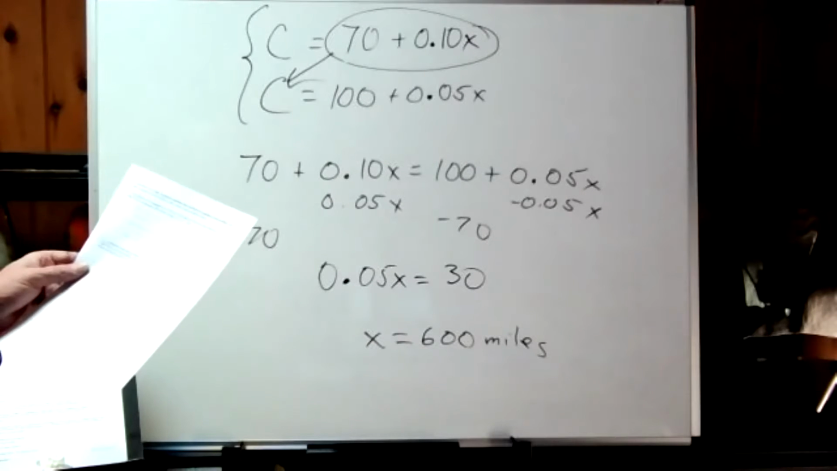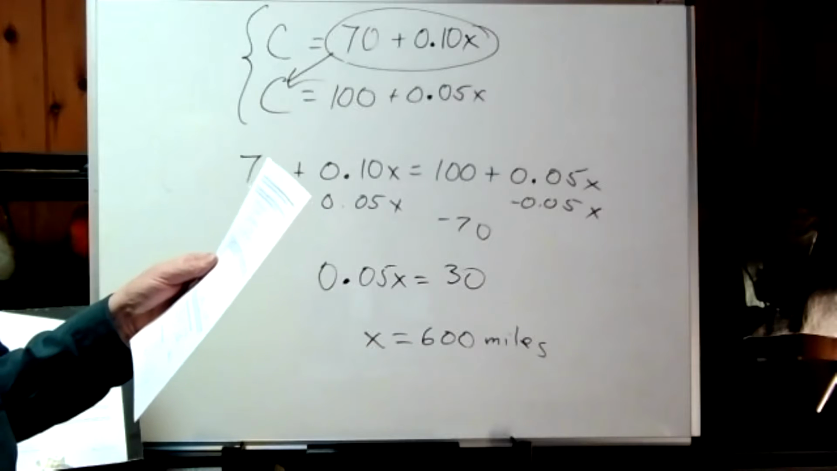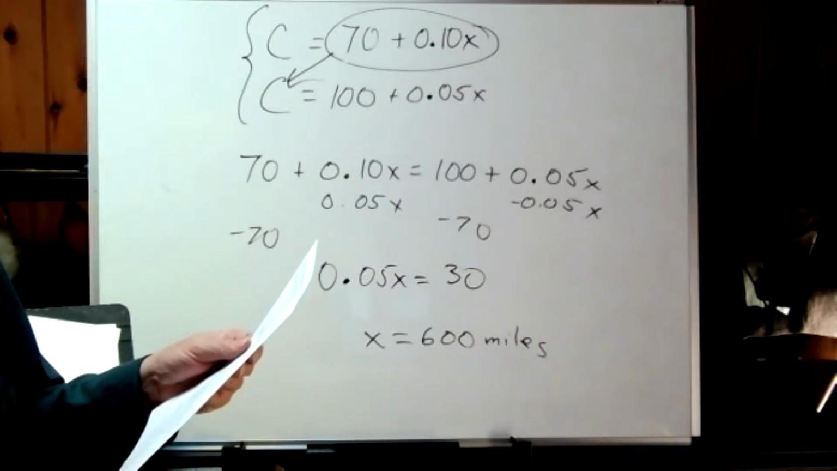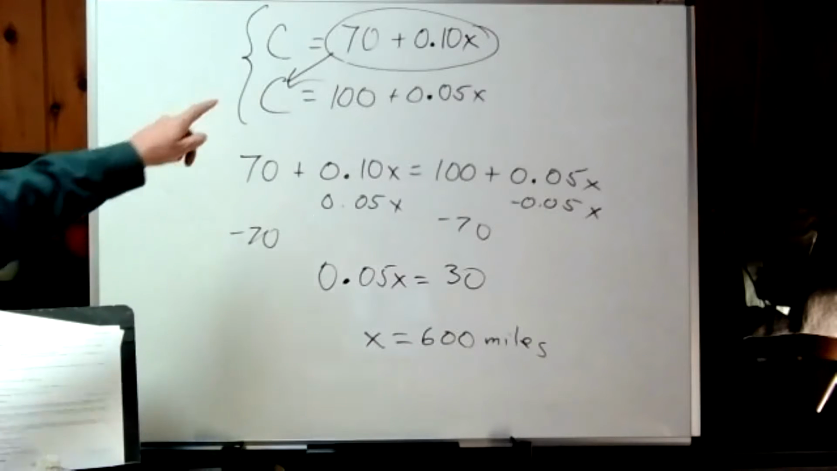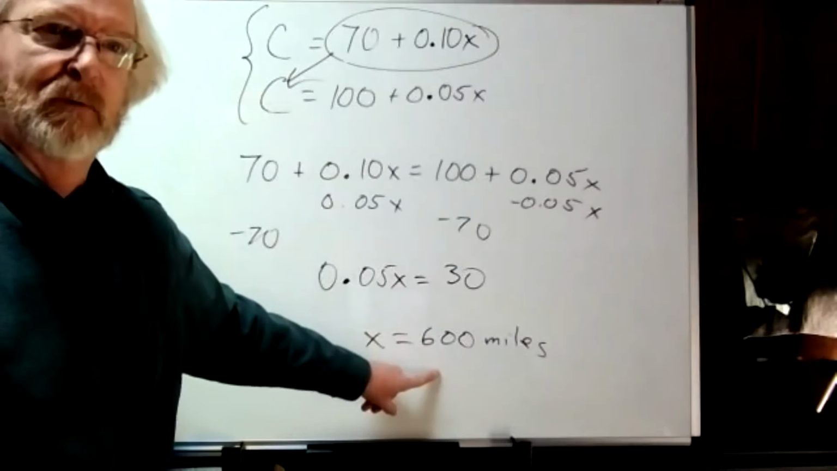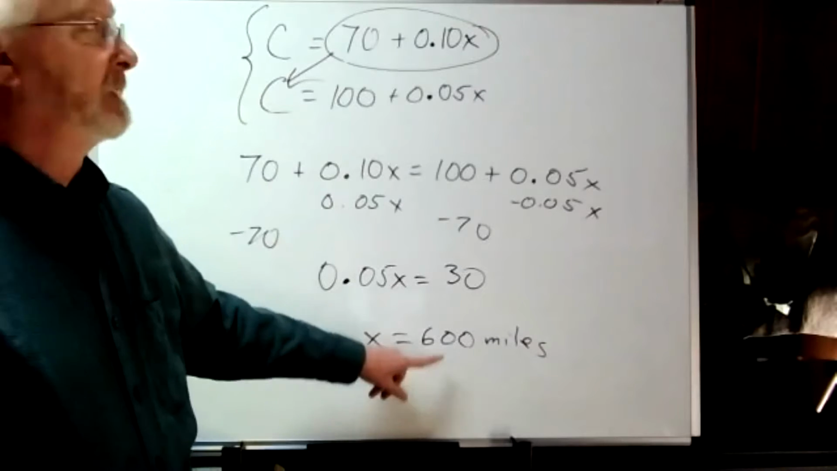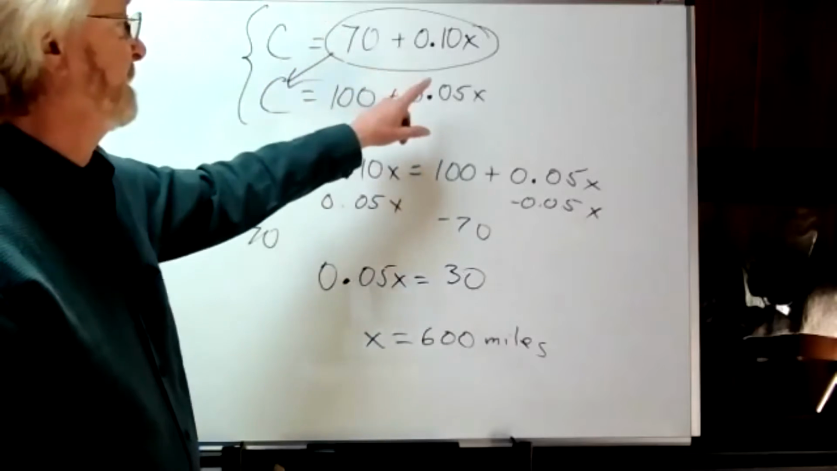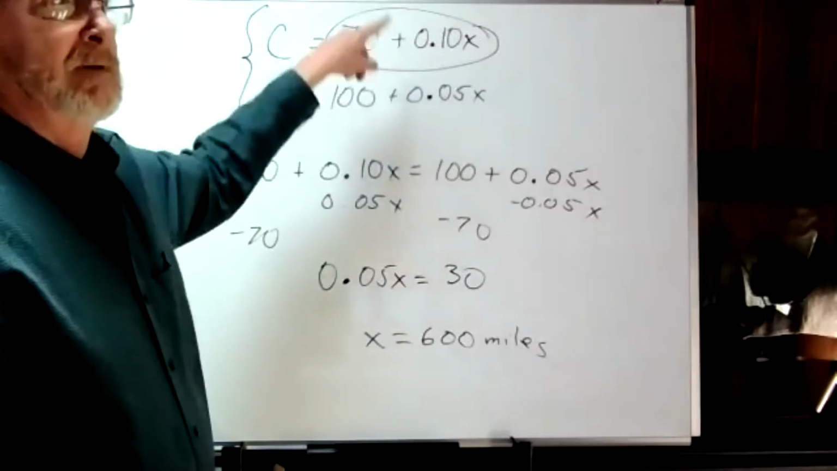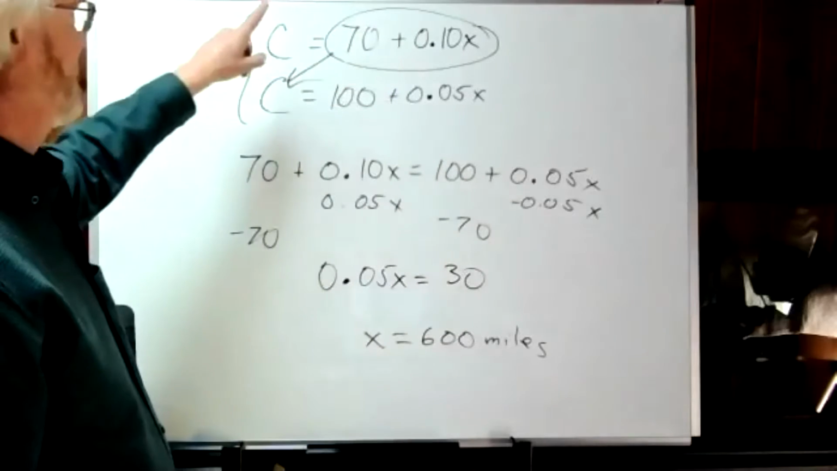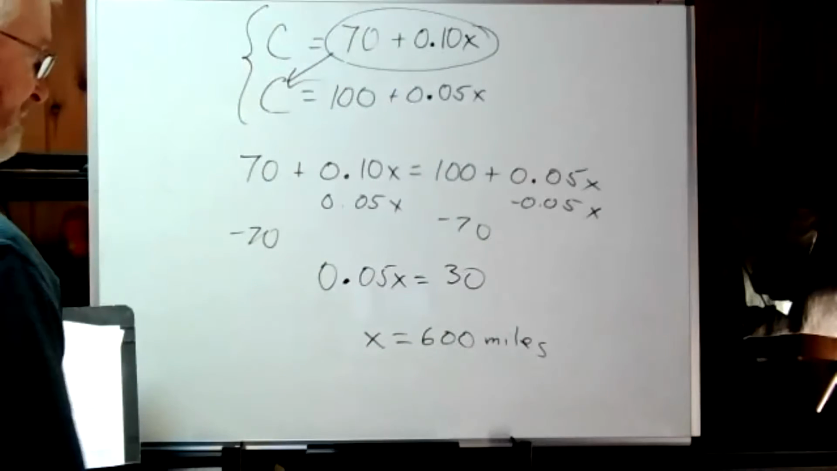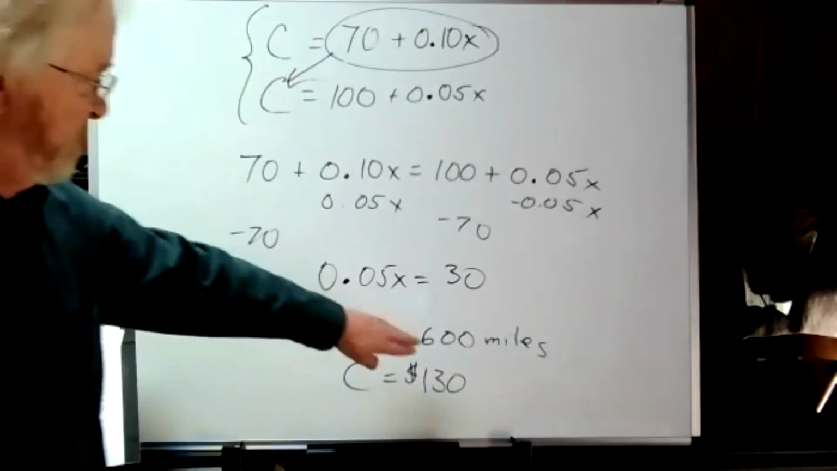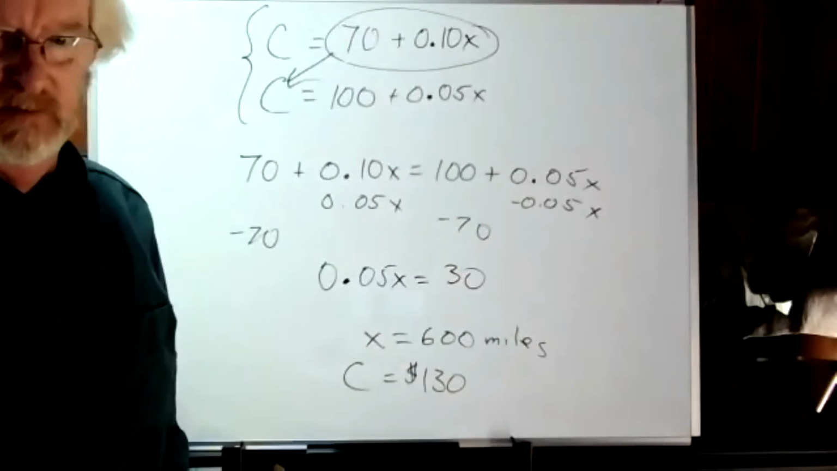And notice on this problem, that was the answer for A, and then I didn't have a B. But part C, I wrote, what will the cost be if you drive 600 miles, where the cost is the same for both options? So you put that 600 in for one of the x's and do the simplification to come up with that C value. Just a minute ago, we figured out the C was $130. If you plug the 600 in for x, either equation, it doesn't matter.